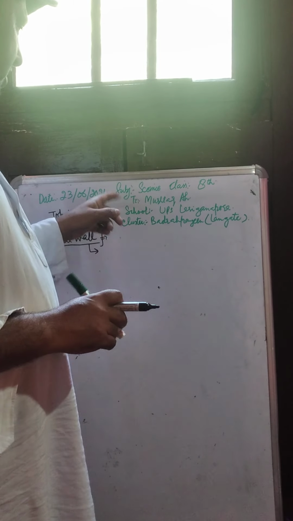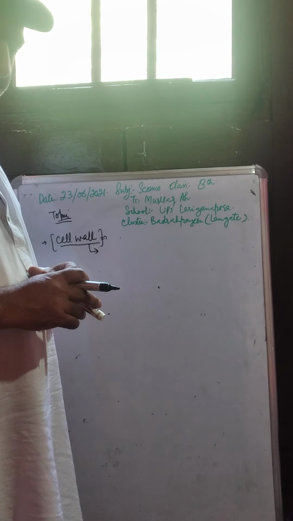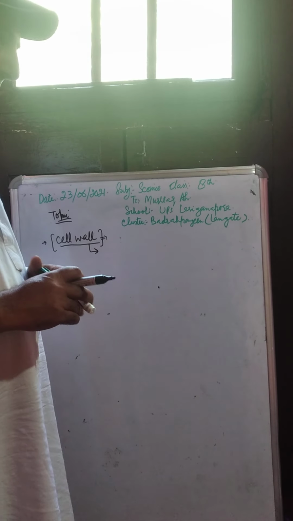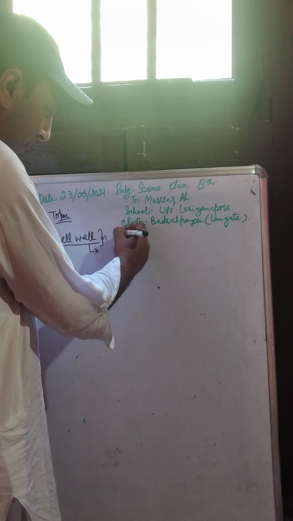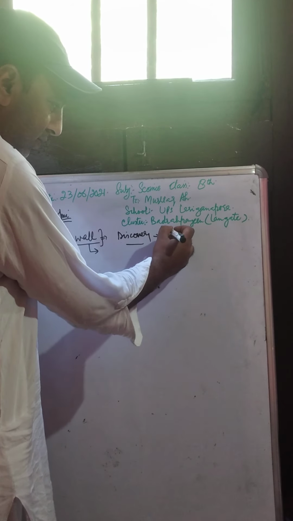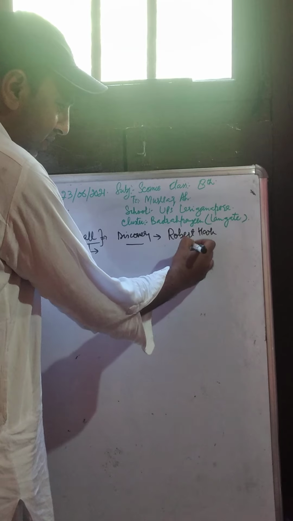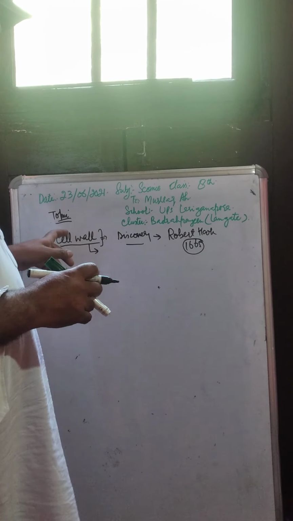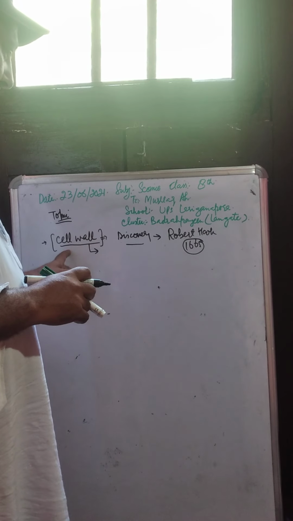Dear students of class 8, today we will talk about the cell wall. Yesterday we talked about chloroplasts, and today we will talk about an important part of the plant cell, which is called the cell wall. As far as the discovery of the cell wall is concerned, it was discovered by a scientist whose name was Robert Hooke, in the year 1665. The same scientist who discovered the cell is also responsible for discovering the cell wall.